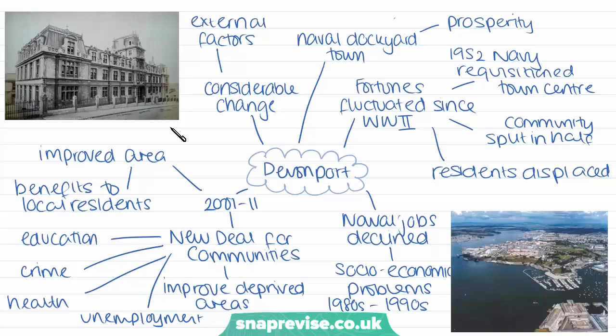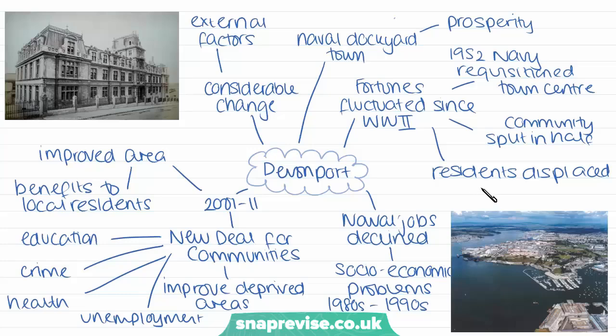Unfortunately, Devonport's fortunes fluctuated following the end of the Second World War, and in 1952 the Navy requisitioned Devonport town centre as a storage enclave, and they enclosed it within a 3-metre high wall, and this essentially damaged the community irreparably. The community was split in two, and the residents were displaced and rehoused in flats and apartments which were very ill-suited to family living because they didn't have gardens and they didn't have multiple floors and they weren't very family-friendly. So people started moving out of the area.